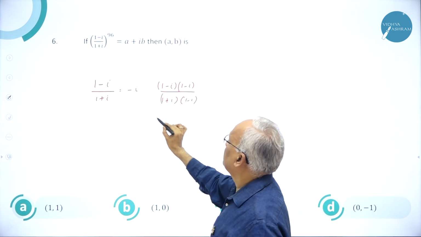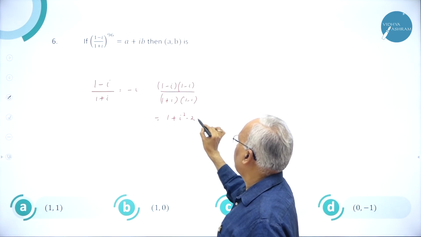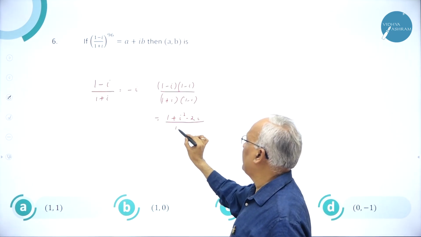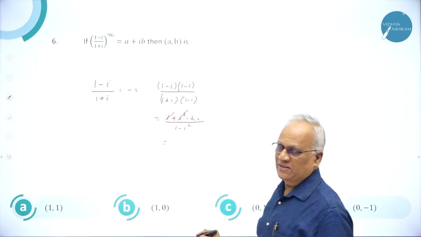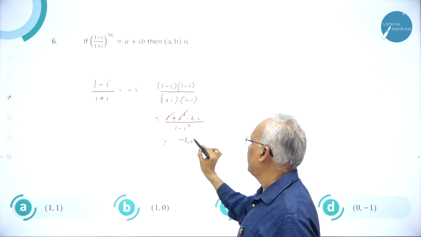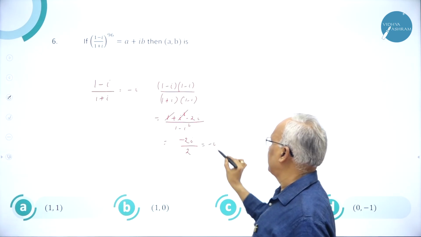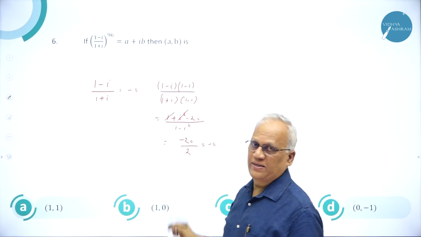Now this is nothing but (1 minus i) whole squared, which is 1 plus i squared minus 2i, divided by (1 plus i) into (1 minus i), which is 1 minus i squared. Here the i squared cancels, because i squared is minus 1. Also, this is minus 2i divided by 1 minus of minus 1, that is 2, which is equal to minus i. If you remember this, it's fine: (1 minus i) by (1 plus i) equals minus i.